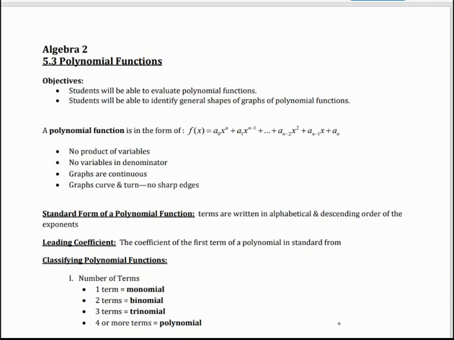And we can have coefficients out front, and our constant will always be at the end. Now, some other key things is no products of variables, so no x times y's. No variables in the denominator. Remember, that would mean that really it's a negative exponent, and we do not want negative exponents for polynomial functions. Graphs are continuous, so they can be curvy or linear, but they are continuous, no gaps. And unless it's a linear function where we just have a binomial with the power of 1, the graphs will curve and turn, okay?